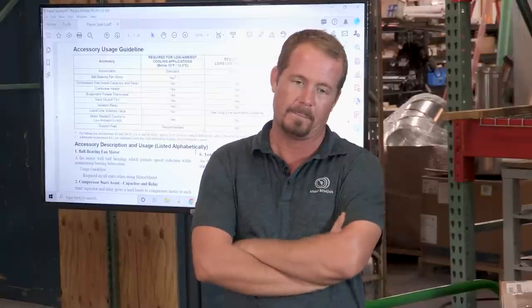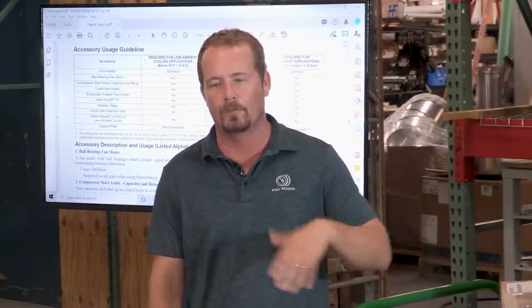Yes, Sam? So obviously it's going to vary system to system and size to size. But what's the time frame that the capacitor is taken out of the circuit after the initial start? Real fast. Real quick. No, the goal is to take it out at right about 70 to 80% of full motor speed.